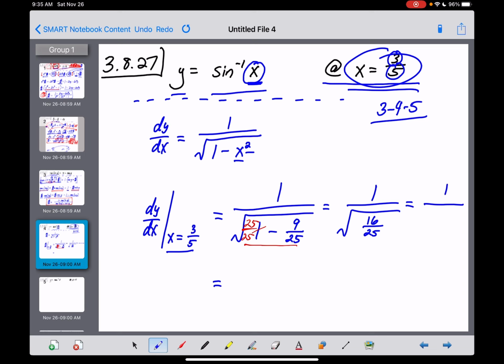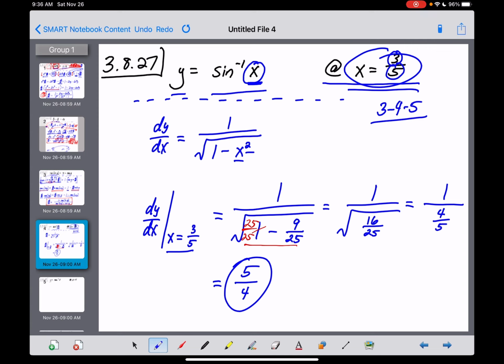So where are we, guys? It's 1 over, and the square root of 16/25 is just going to be 4 over 5. And now, rather than having 1 divided by a fraction, that's just the reciprocal of the denominator, and our answer here is going to be 5/4. And that's what we got for that one right there.